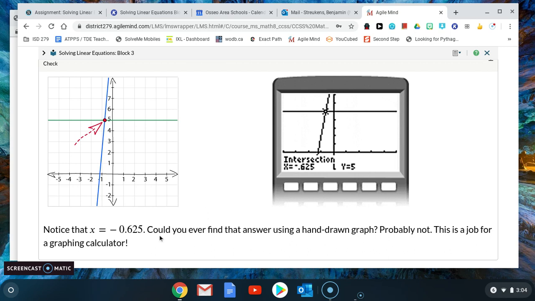Now, could we ever find that using a hand-drawn graph? Probably not, because it's such a small number, such a small decimal. So this is usually going to be a job for a graphing calculator. A graphing calculator is very helpful when you're dealing with numbers that look like that.